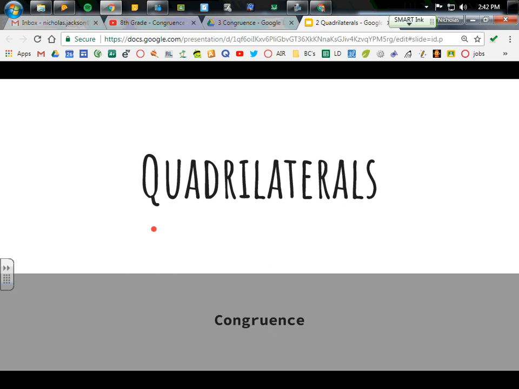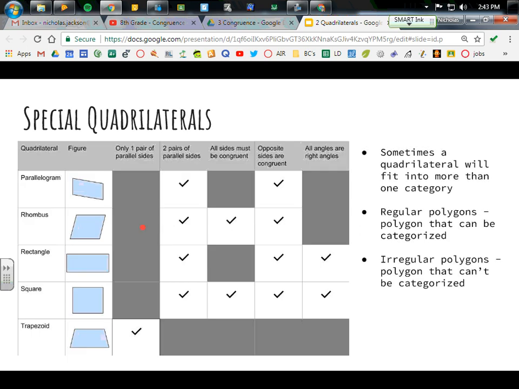Hey folks, so today we're going to take a look at quadrilaterals and how to classify them. Quadrilaterals, I hope you know, are four-sided figures. The prefix quad, of course, means four. So we're going to look at some common quadrilaterals and how they are classified.